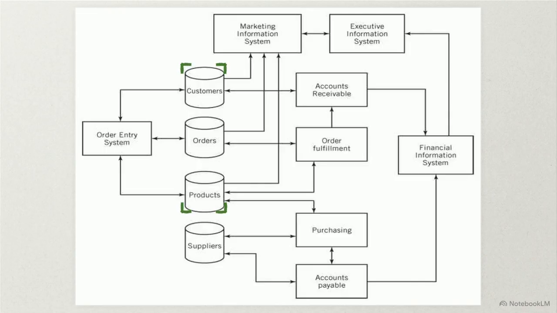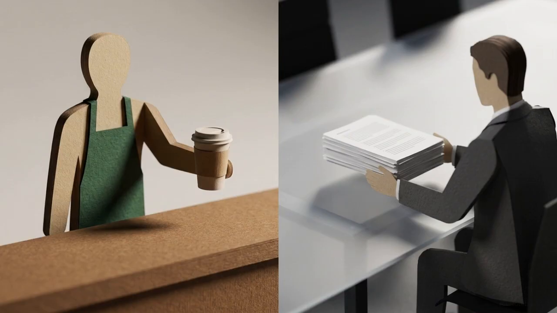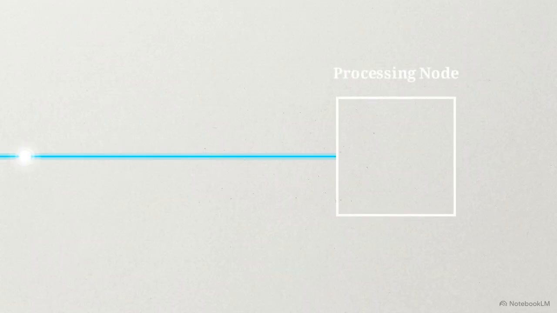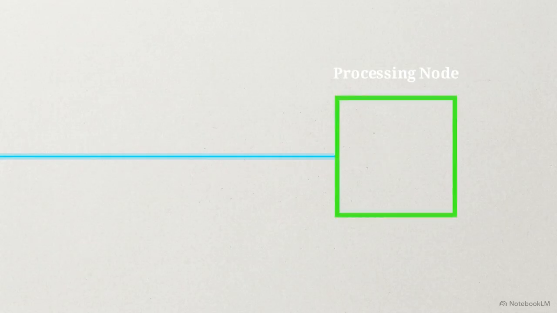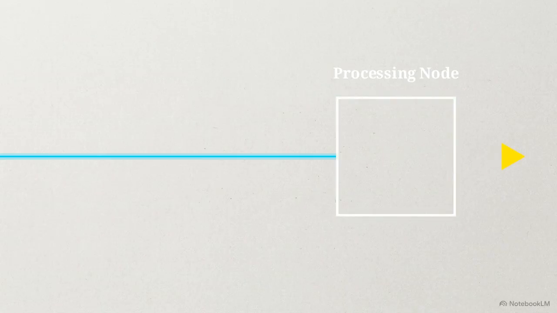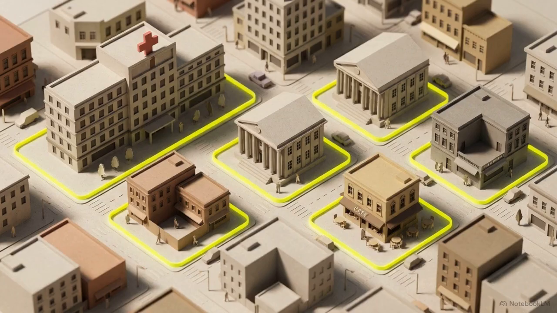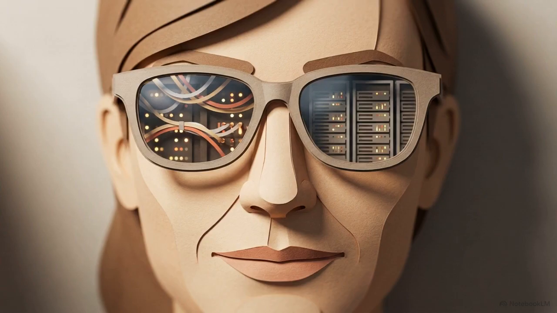Whether it's one barista or a global finance department, the logic is the same. A request comes in, it moves through a link, and a specific part of the system is responsible for the result. When you start seeing organizations as a series of parts and boundaries, you have a practical way to make sense of any technology you encounter.